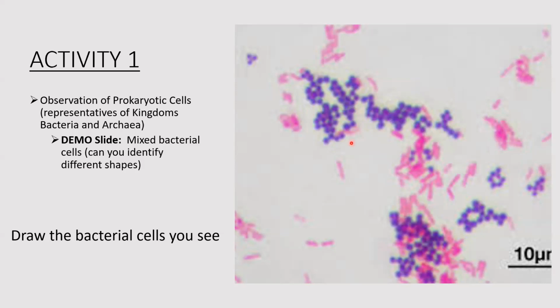And then the other thing you'll notice is a difference in the shape. You'll notice that these have this longer, I guess, rod-like shape, whereas these have a spherical shape. So you would just basically draw this in your lab notebook and write a brief description of what you see.